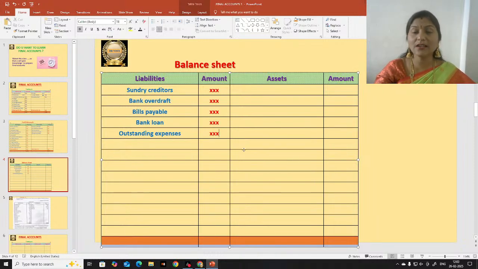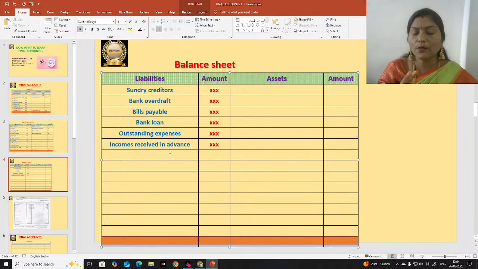Outstanding expenses means the business has to pay but did not pay, and that became outstanding. Suppose the business has to pay 10,000 rupees salaries, it paid only 8,000, and 2,000 is called outstanding. We should show on the liabilities side that outstanding salaries. All outstanding expenses we will show on the liabilities side. Okay, next, incomes received in advance. Incomes received in advance also we will show in liabilities. That is one of the liabilities.